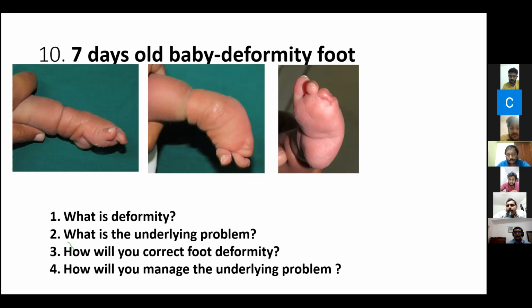Soft tissue release. Okay, Shinas, let's have an answer from you. You correct it with a Z-plasty. That's what I said. The plastic colleague may be better off than us for doing that.